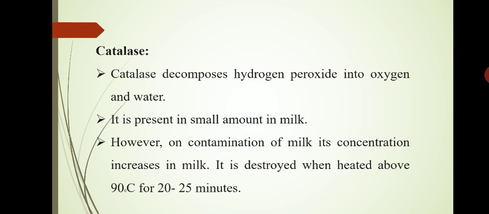The next enzyme is catalase. Catalase decomposes hydrogen peroxide into oxygen and water. Basically, catalase is an enzyme that acts upon hydrogen peroxide, and it breaks down the hydrogen peroxide molecule into oxygen as well as water. It is present in small amount in milk. On contamination of milk, its concentration increases in milk. So if milk gets contaminated, then catalase concentration gets increased, and it is destroyed when heated above 90 degrees Celsius for 20 to 25 minutes.